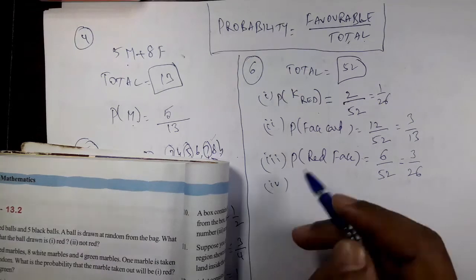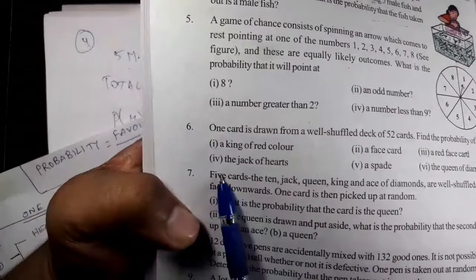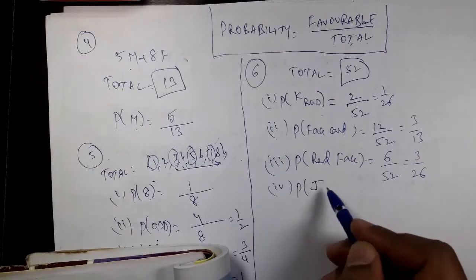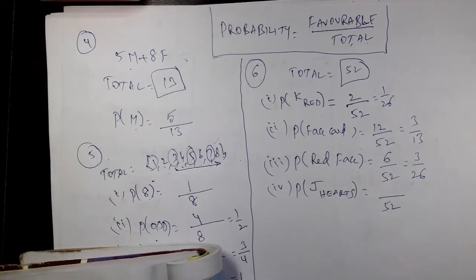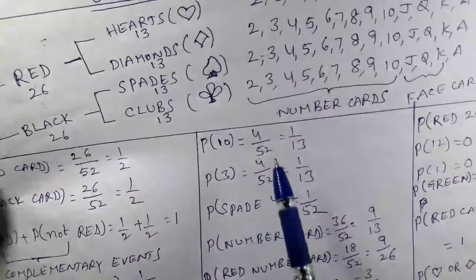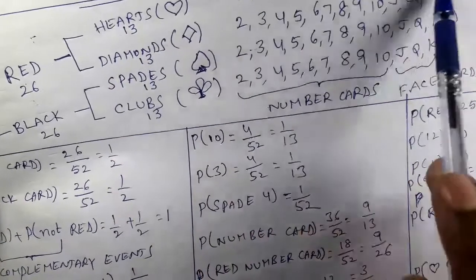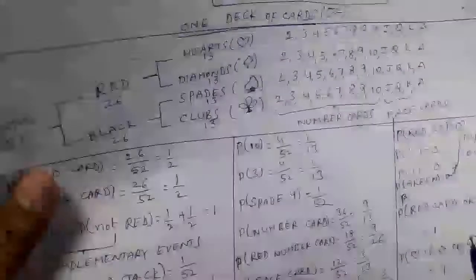Next, fourth part: the Jack of Hearts. Probability of Jack of Hearts. Denominator is 52 total. Coming to the numerator, how many of these 52 are favorable to the Jack of Hearts? How many heart cards are there? 13. Of these 13, how many jacks are there? Only one jack. So 1 is favorable: 1 by 52.